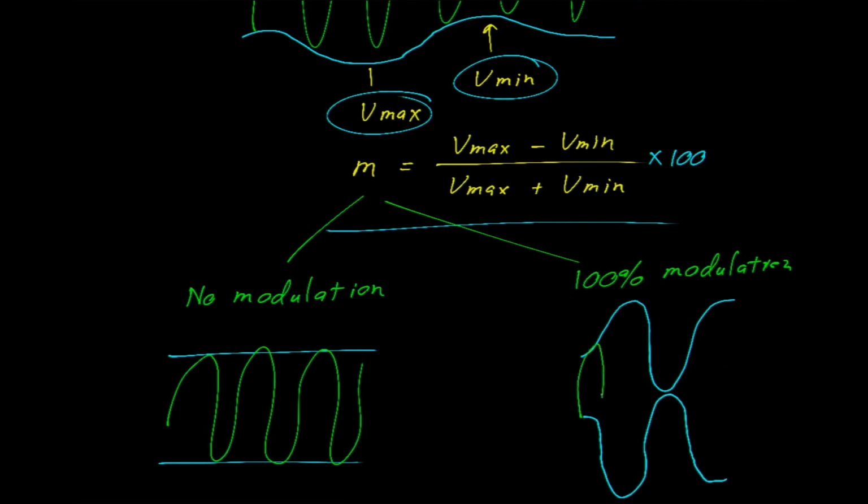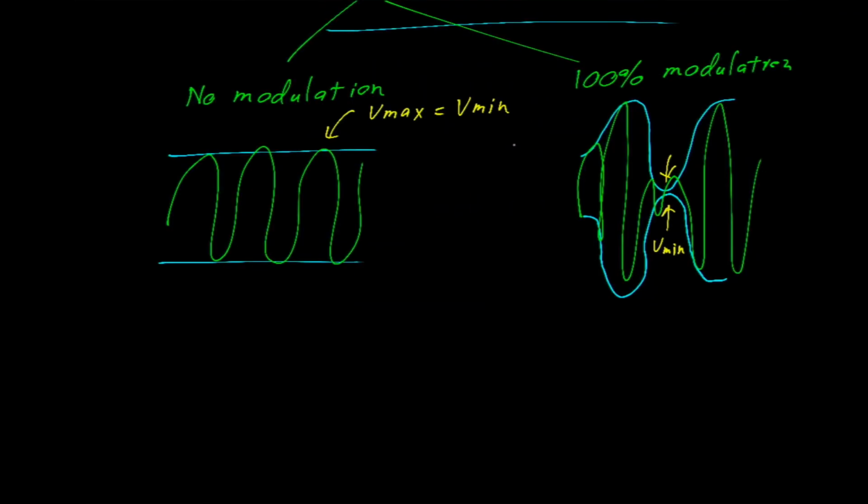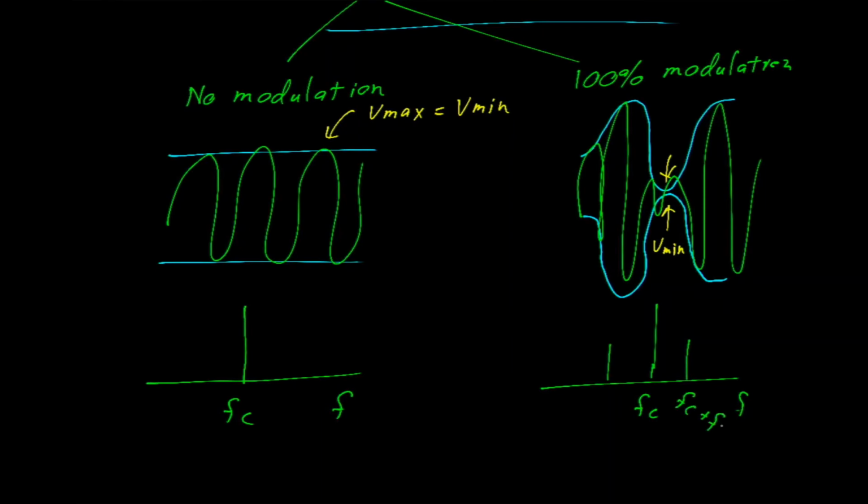For 100% modulation, we have a signal that looks like this. Here, V max is equal to V min. Here, V min is equal to 0. In the frequency domain, a non-modulated carrier looks like that. It's just a spike at f of c. And a 100% modulated signal would look like this, with this being the frequency of the carrier, and this being fc plus f sub m, and fc minus f sub m.